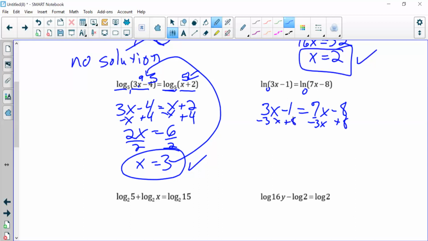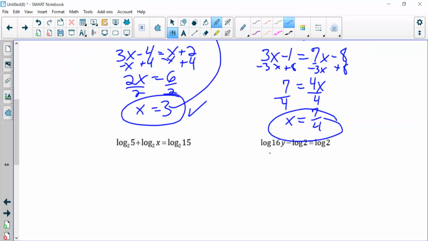Once again, we're doing 2 steps at once, but we can handle it. So negative 1 plus 8 gives me 7 equals 4x. Divide both sides by 4. So I get x equals 7 fourths. And if we plug that in and check it, we can tell that we're correct. Everyone's starting to get this.